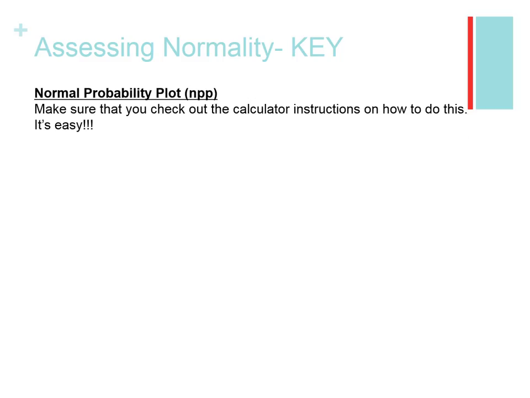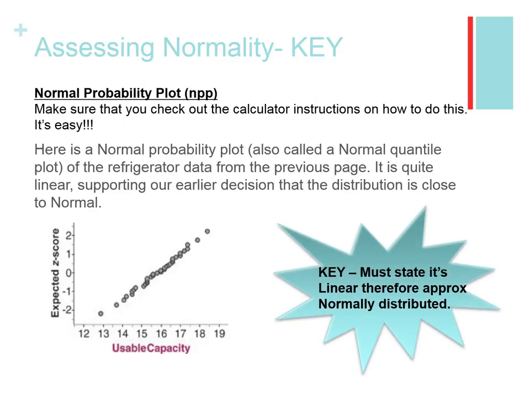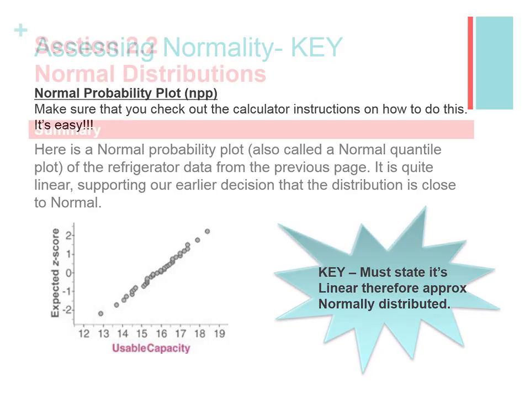Okay, so let's just check the last thing, the normal probability plot. It's actually probably one of the easiest to use. So just make sure you've checked your calculator instructions on how to do this. So here's the normal probability plot. Remember, it's the actual value plotted against the expected z-score. Sometimes you'll hear it called a normal quantile plot. It's quite linear, supporting our decision that the distribution is close to normal. So it's just important that you say it's about linear. Okay, make sure that you state it's linear, therefore approximately normally distributed.